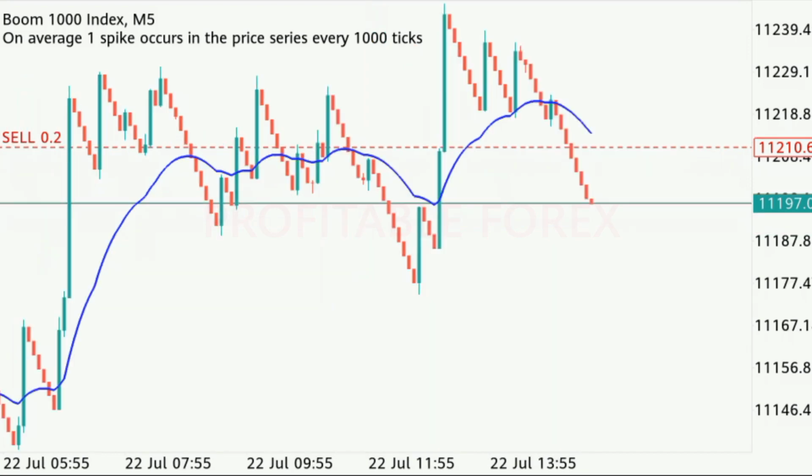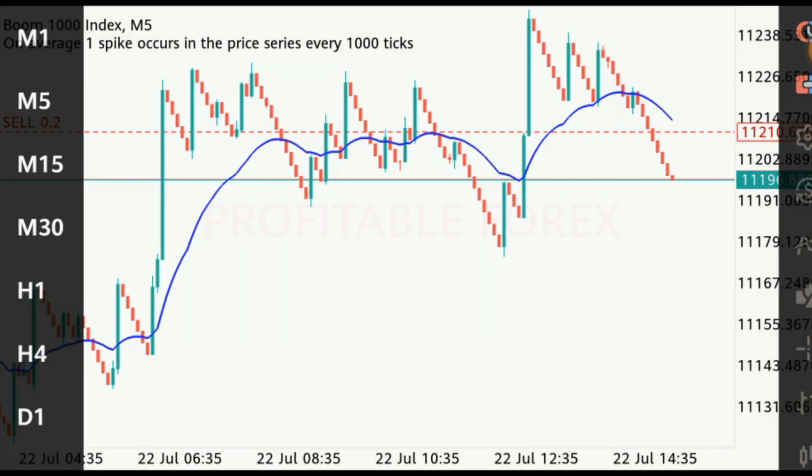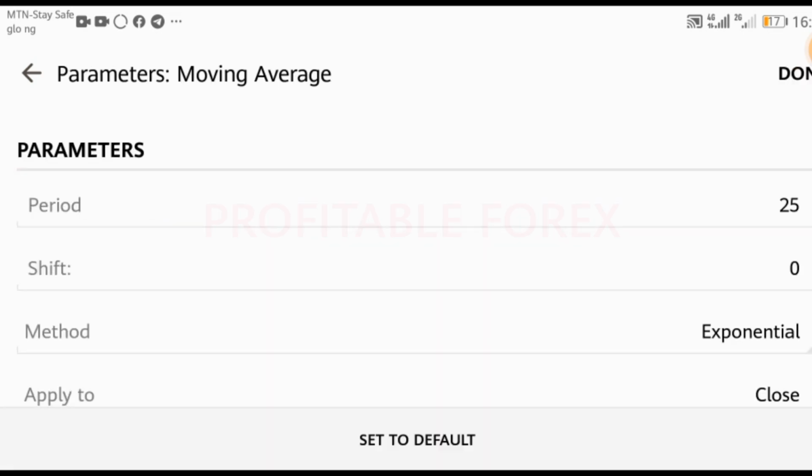Okay, the strategy, we are just using the moving average, just the exponential moving average 25. So all you have to do is go to your indicator page and add it. Okay, so here we are on the indicator page. So all you have to do is add your moving average to your main chart. Okay, and these are the settings.